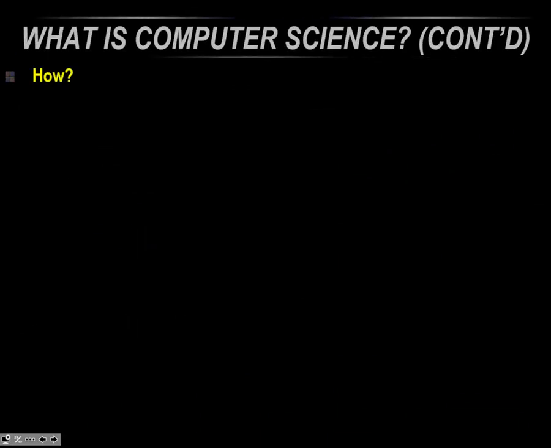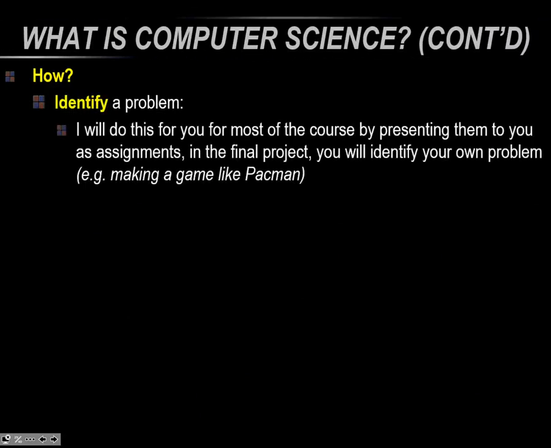Okay, so how are we going to do this? How are we going to study computer science? Well, you're going to figure out what a problem is. A lot of the course I'll be doing that for you. I'll be presenting a problem to you in the form of an assignment. But in things like perhaps your final project, you will be building your own problem, like making a specific game.